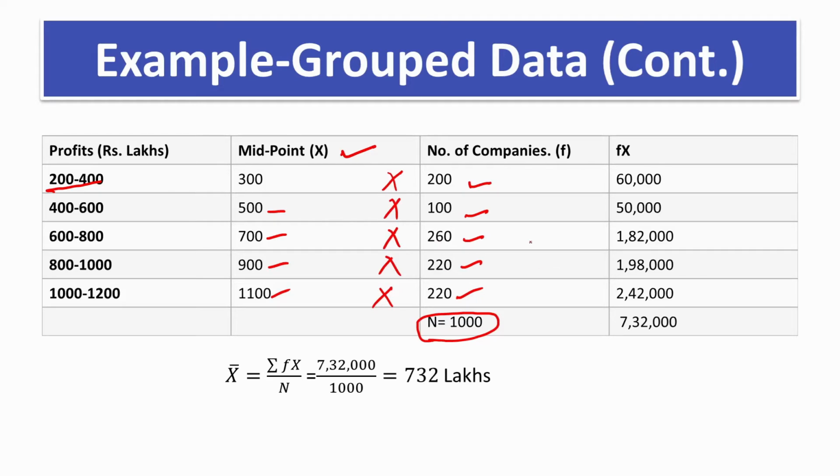So the values of frequency into midpoints are given here, and you just have to add them up. The mean can be calculated using this formula: the summation of frequency into midpoint, divided by the total number of companies we have. So the mean came up as 732 lakhs. This is how you will calculate the mean for grouped data.